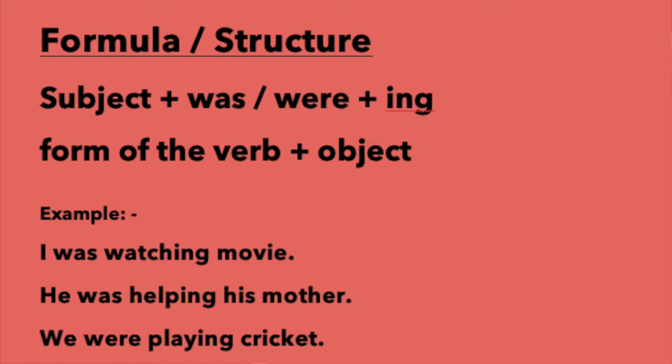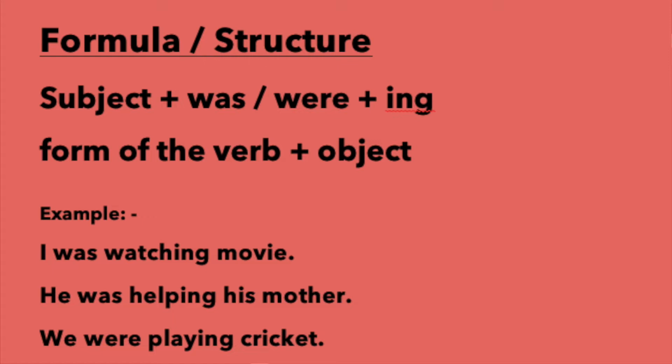From the above sentences we can understand that the formula or structure of the past continuous tense is subject plus was or were plus the ing form of the verb. See the first example. I was watching a movie. The subject is I, so we use was, and the ing form of the verb watch. Next one. He was helping his mother. The subject is he, so again we use was and the ing form of the verb help.